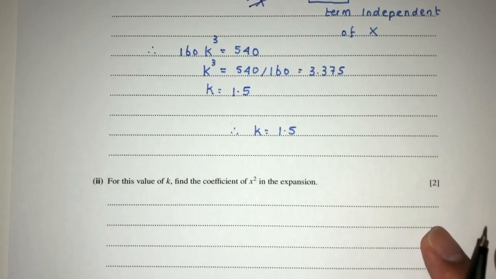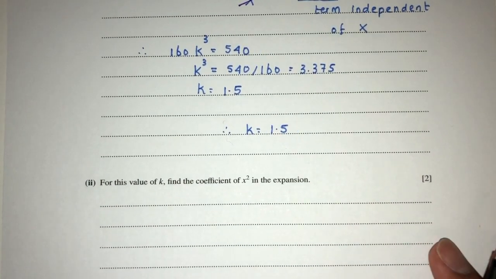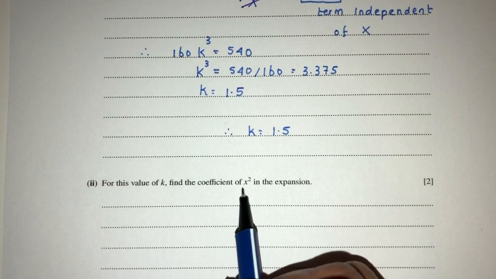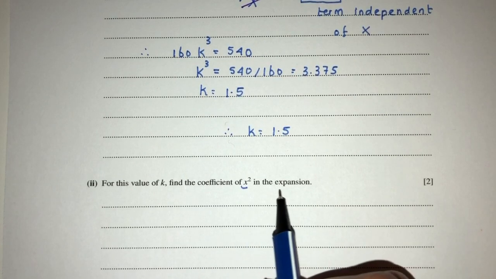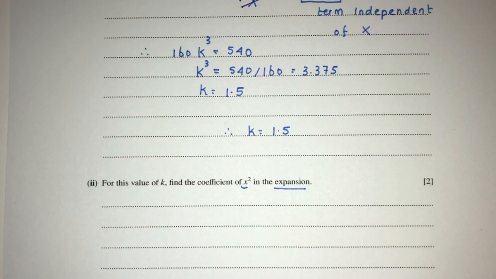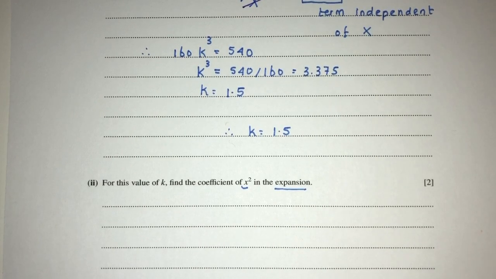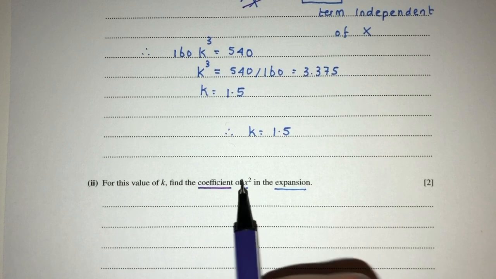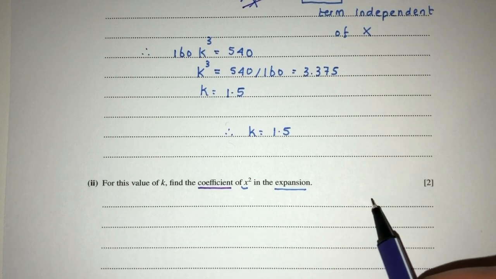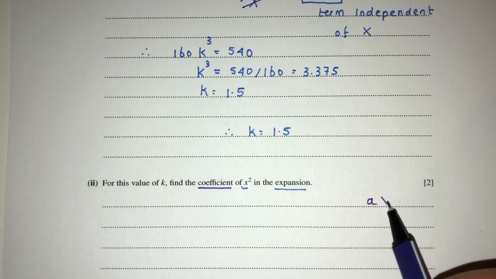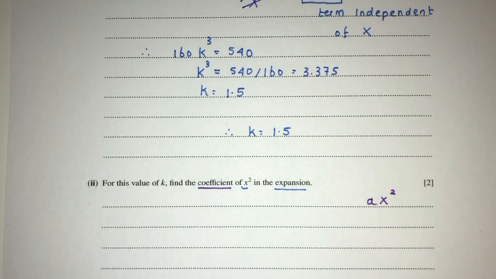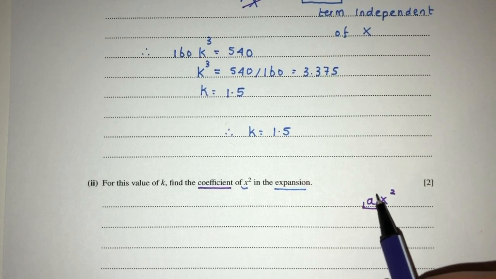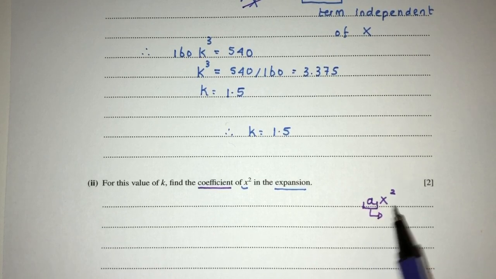Now I'm going on to part 2. For this value of k, we have to find the coefficient of x squared in the expansion. First things first, you have to understand what you are trying to find. We are trying to find the coefficient of x squared. For example, let's say I write ax squared. What is the coefficient of x squared? It is the value in front of x squared, which is this. So you are trying to find this value in that expansion.